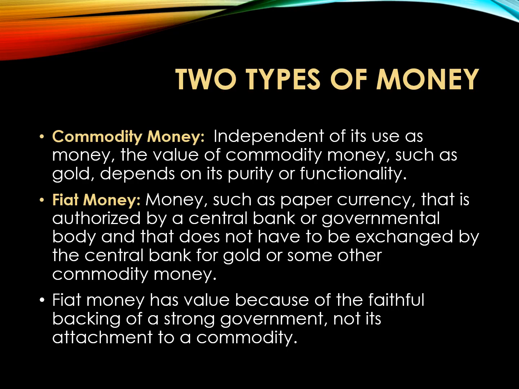Prior to the current system we had something that was known as the Bretton Woods system. And that was an example of the commodity money system. So you might have known it as the gold standard. Commodity money is just something that has value independent of its use as money. So gold depends on its purity or functionality. So gold has usefulness outside of being money.